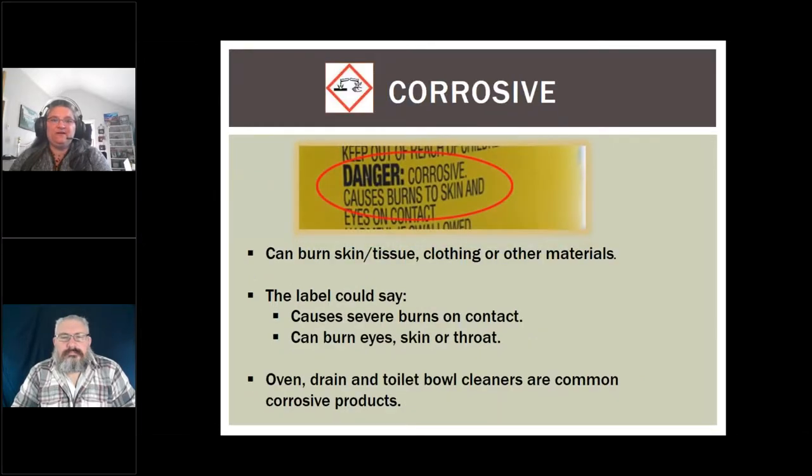Corrosive. So what are we talking about? If you look at the label, you're going to see danger, corrosive, causes burns to skin and eyes on contact. That's what you're looking for in corrosives. It is going to burn your skin, it's going to burn your tissues. It could burn your clothes, other materials. The label is going to say causes severe burn on contact, can burn your eyes, your skin, your throat. You're thinking about your drain cleaners, your oven cleaner, toilet bowl cleaners. Those are corrosives. They are corroding whatever it is that is making that item gunky.